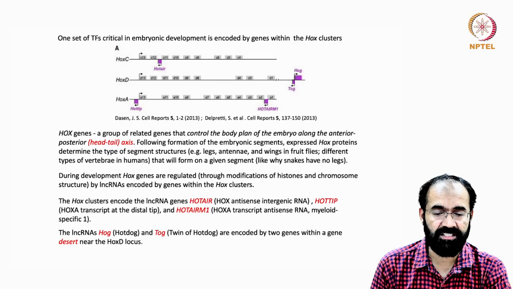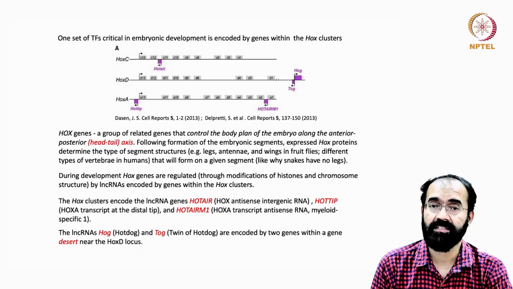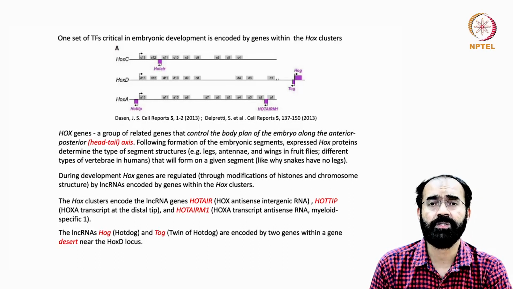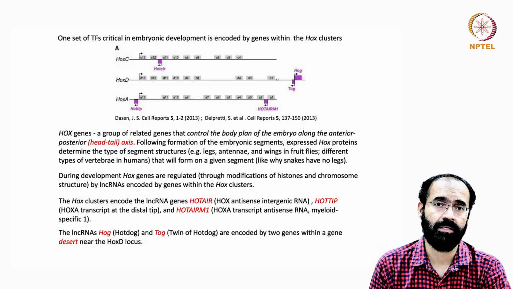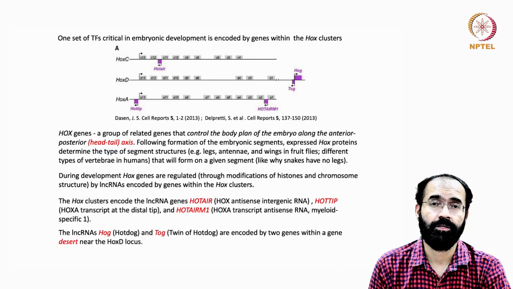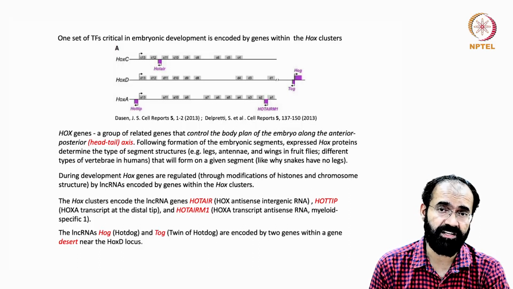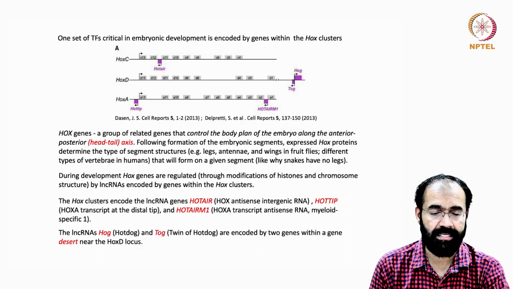So the segment structures include such as the legs, antennae, wings in fruit flies. Fruit fly means the Drosophila melanogaster, and different types of vertebrae in human. Like you have cervical vertebrae, thoracic vertebrae, abdominal region vertebrae, lumbar vertebrae. And towards the end, like in other vertebrates which have a tail, the bony structure in your vertebral column will continue until the end of the tail.